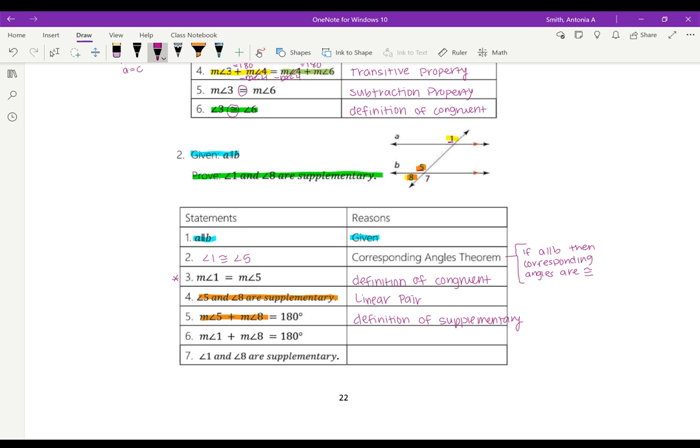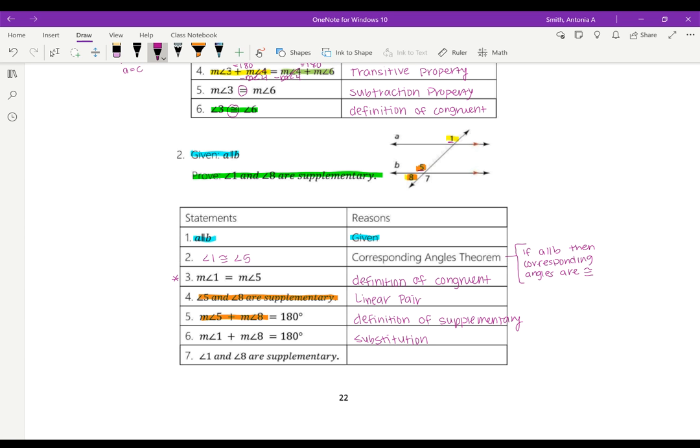Right? That's just like you were plugging something in for x. If x equals 3 in your equation, you can replace x wherever you see it with a 3. The same idea right here. Wherever I see a 5, I can replace it with a 1 because they're the same things. Okay? So that would be substitution. Whenever we're replacing something, we use substitution.